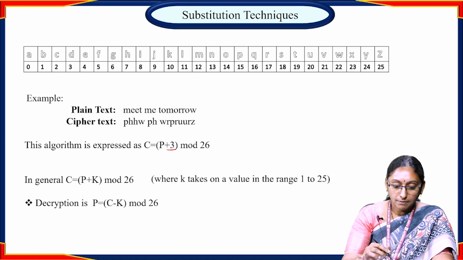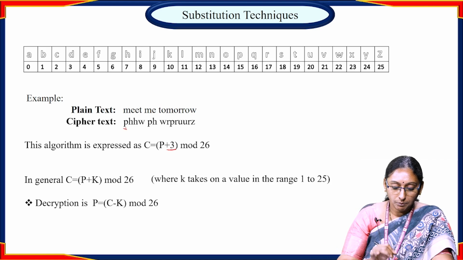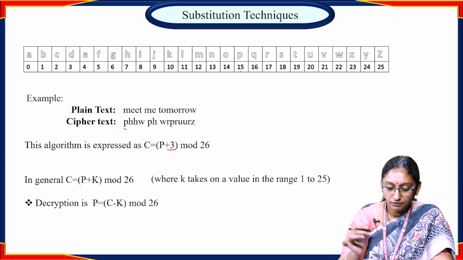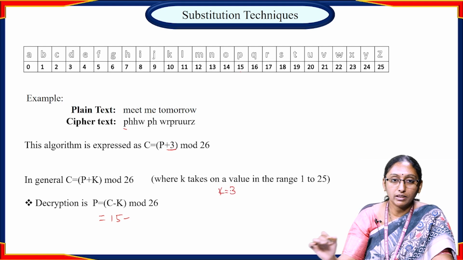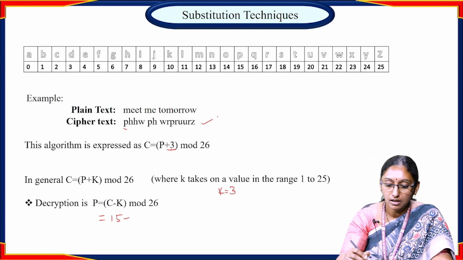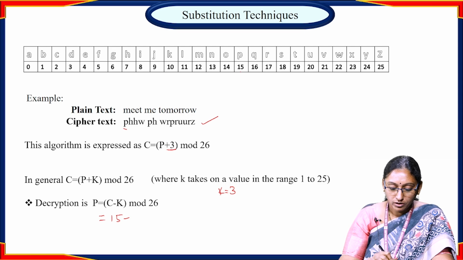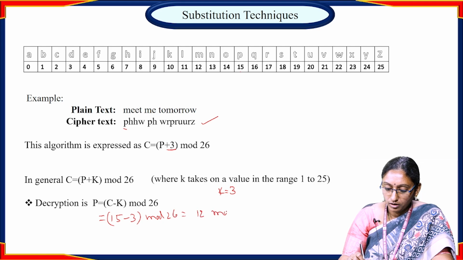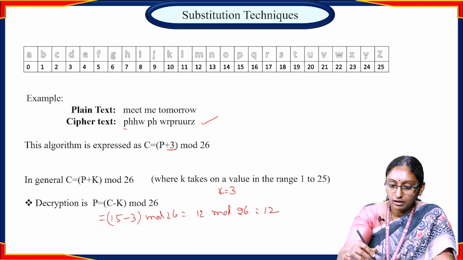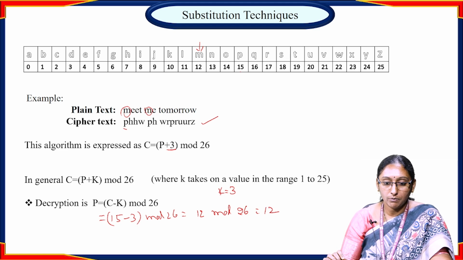Okay. So for example, in this, what is the ciphertext letter? P. What is the equivalent number of P? 15. So 15 minus, for example, the K value is 3. When we converted plain text to ciphertext in this example, we used the K value 3. So that is 15 minus 3 mod 26, which is 12 mod 26 equal to 12. What is the equivalent letter of 12? M. So the plain text letter is M. Okay, so this is the decryption process.